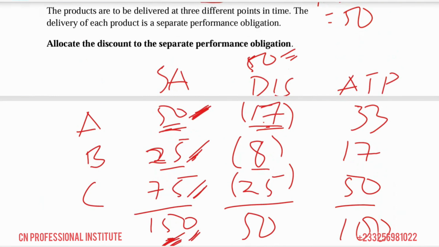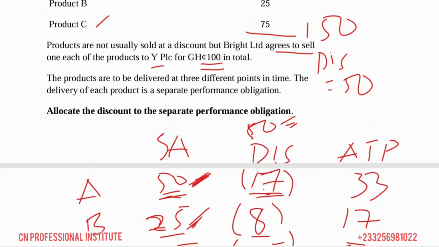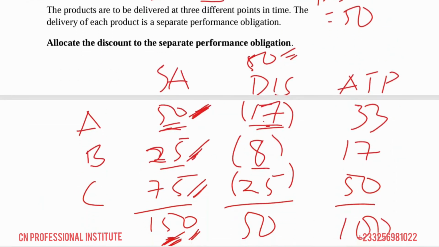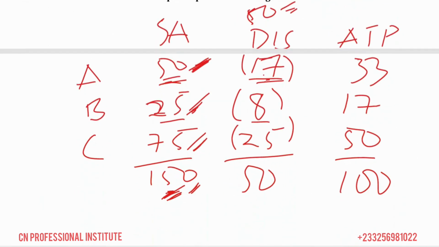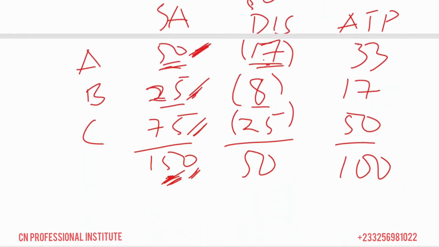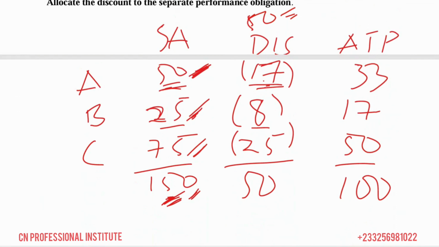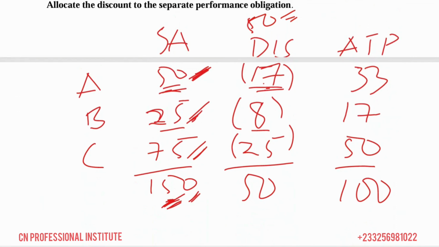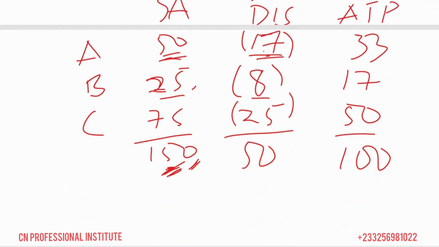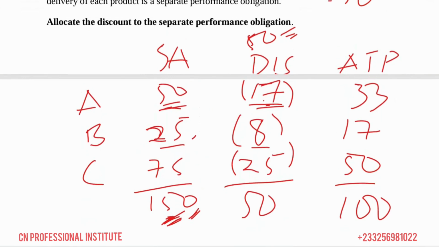It says we should share the discount to the separate performance obligations. So we've shared the discount between the separate performance obligations. This is how we share the discount. There could be a question where you'll be asked to rather share the transaction price, right? So we'll look at it.